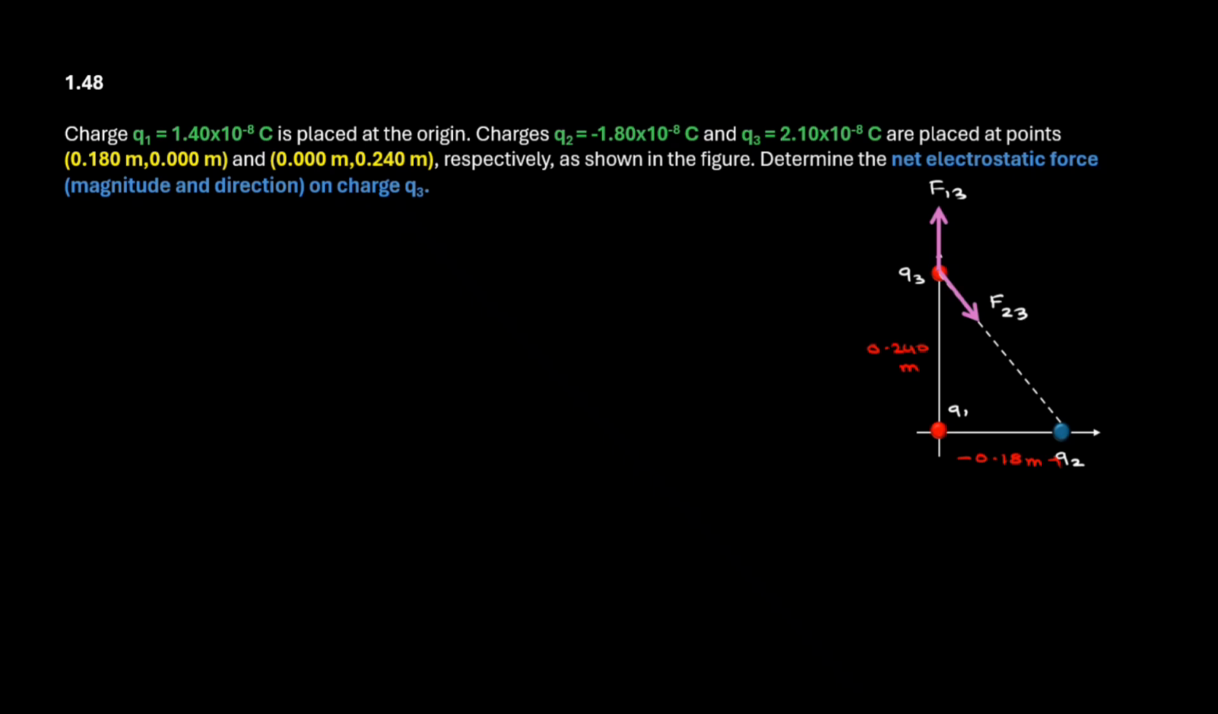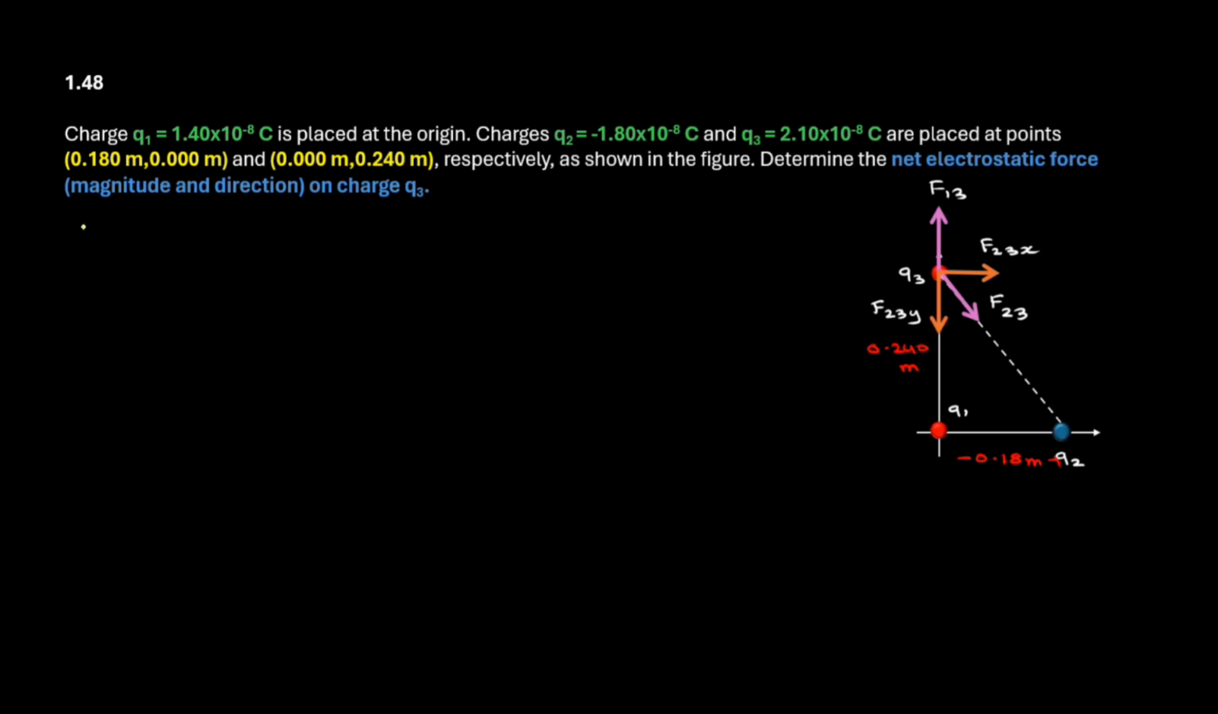Now F13 lies along the y-axis, but F23 neither lies on the x-axis nor on the y-axis. And whenever you have a vector which doesn't lie on any one of the axes, we need to split that vector into its component form. So F23 we will split into its components. One component going along the x-axis, which we will call F23x, and one component going along the y-axis, which we will write as F23y. So these are all the forces acting on charge Q3. Now we are going to find their magnitude. So let us start with calculating the magnitude of each of these forces.